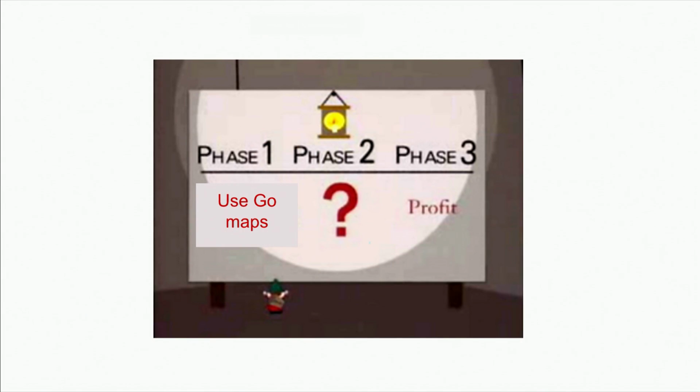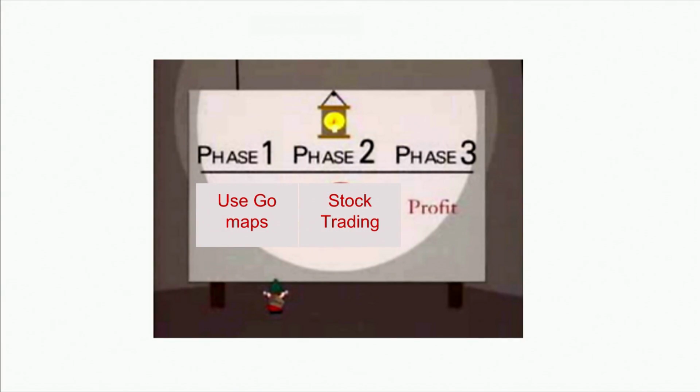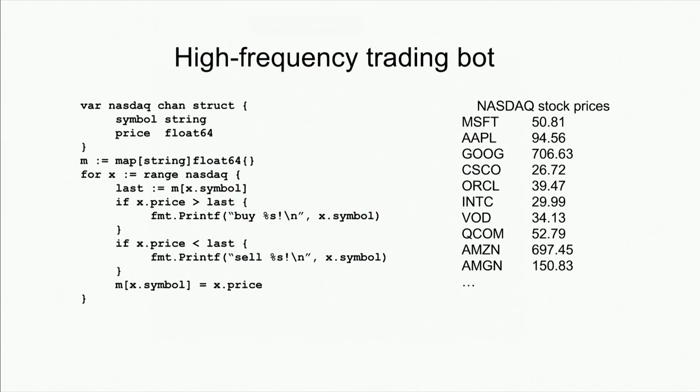So what would you use a Go map for? We have these awesome maps. We want to do something, and we want to profit. We want to make a lot of money with maps. So how do we do that? For most things, it's not really clear how to make money. But for maps, I think I have a good idea. We're going to do some stock trading with maps. So we're going to make lots of money in finance. Here is a high-frequency trading bot that I wrote. It's a dozen lines of code, and it's going to make us lots of money.